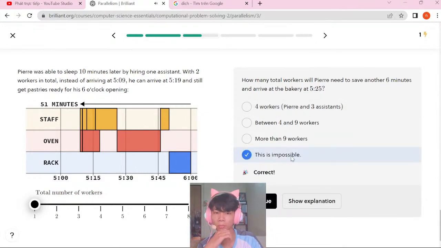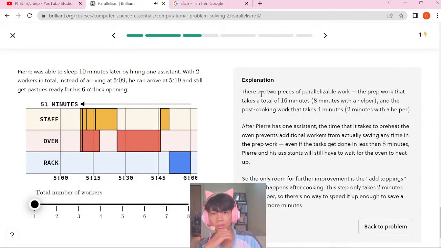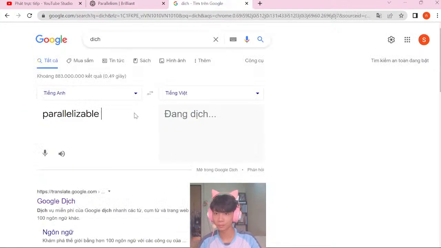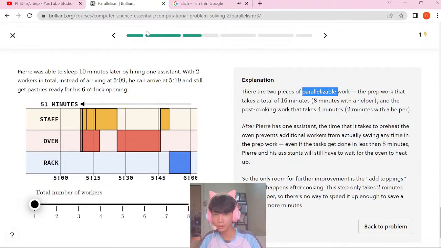This is impossible because there are two pieces of parallelizable work. The prepare work takes a total of 16 minutes, 8 minutes with a helper, and the post cooking work takes 4 minutes, 2 minutes with a helper.